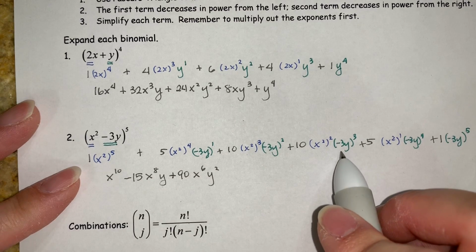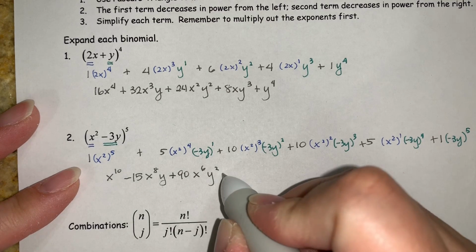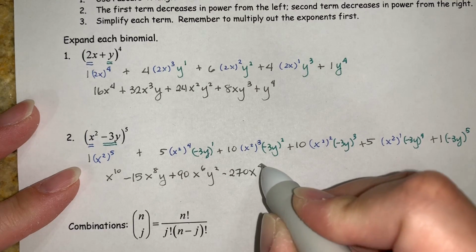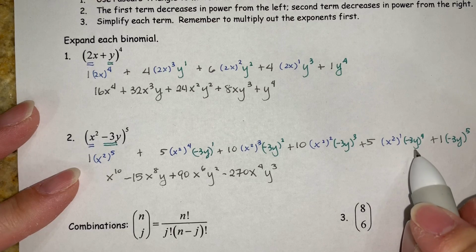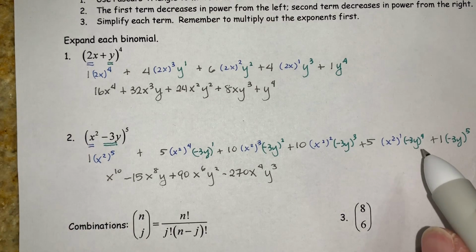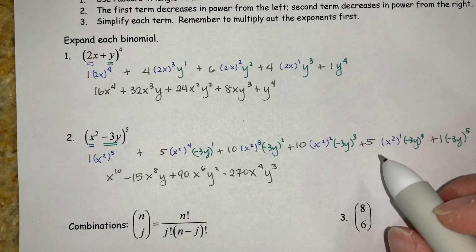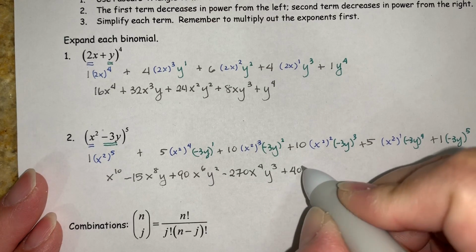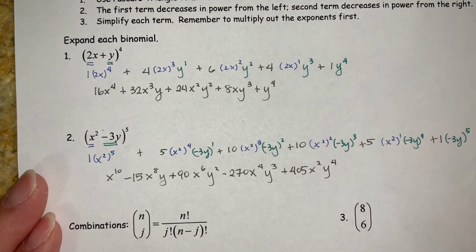Next, you have negative 3 cubed. So negative 3 cubed is negative 27 times 10, negative 270, x to the 4th, y cubed. Then you have negative 3 to the 4th, excuse me, making it positive 81. 81 times 5, 405. So positive 405, x squared, y to the 4th.